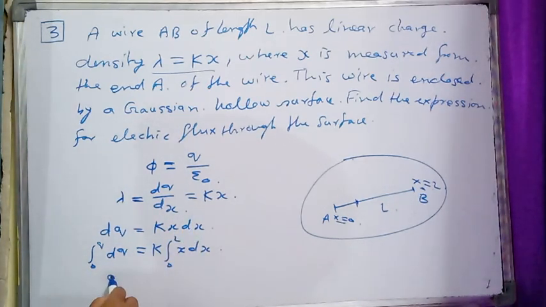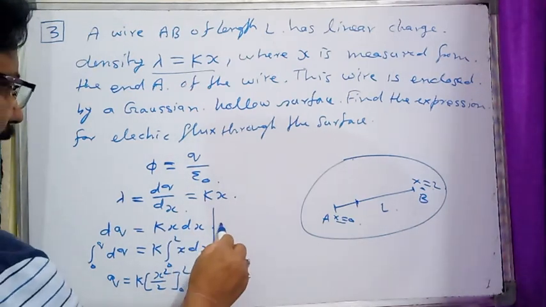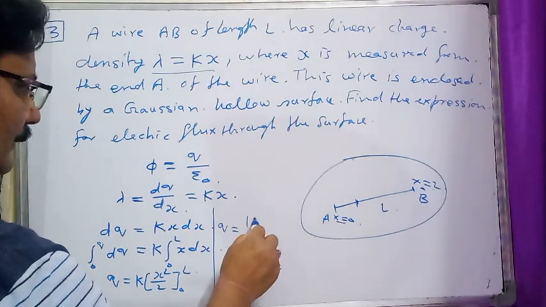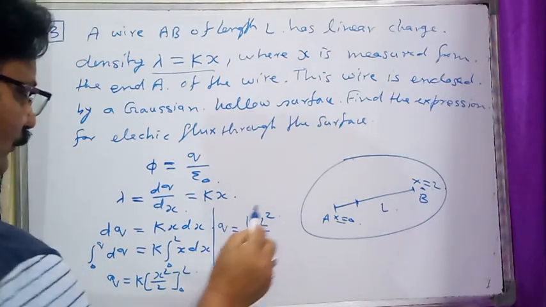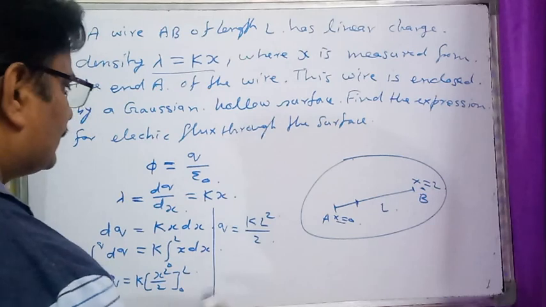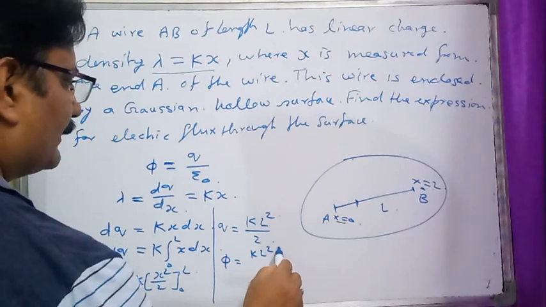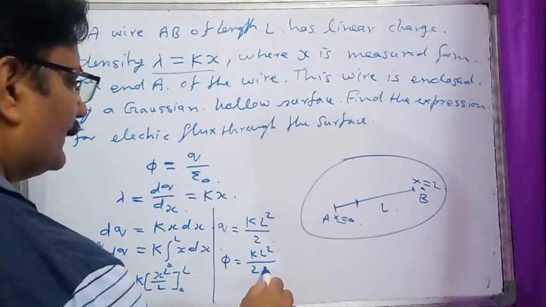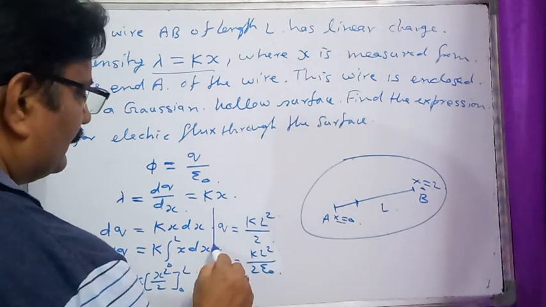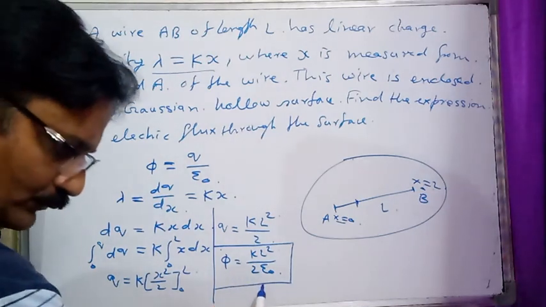So the total amount of charge on the wire q is equal to k times the integration of x dx, which is x square by 2 with limit 0 to L. So the total amount of charge on the wire q is equal to kL square by 2. Now what is the total flux passing through this closed Gaussian surface? Phi is equal to q divided by epsilon naught, that is kL square divided by 2 epsilon naught. This is the answer for this question, kL square divided by 2 epsilon naught.